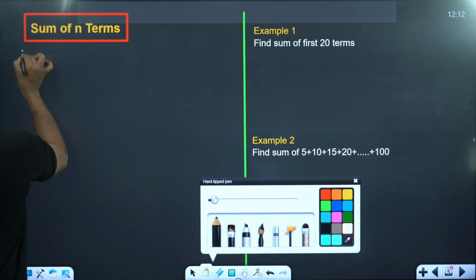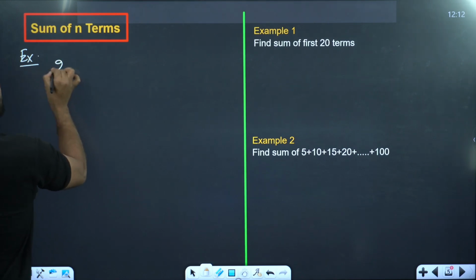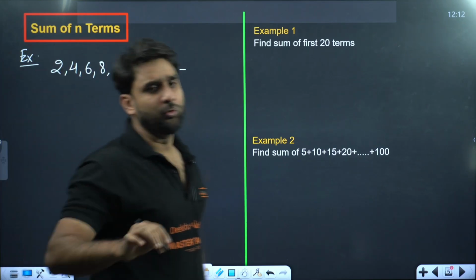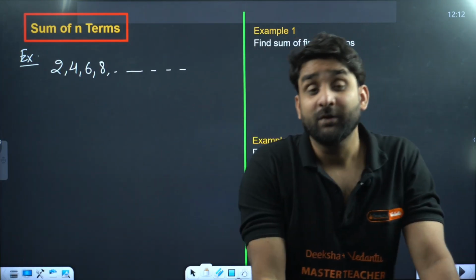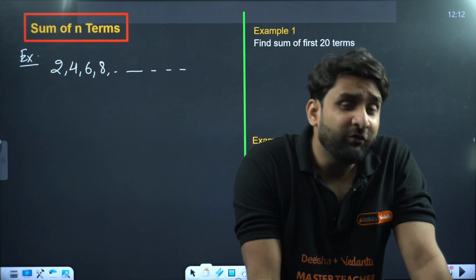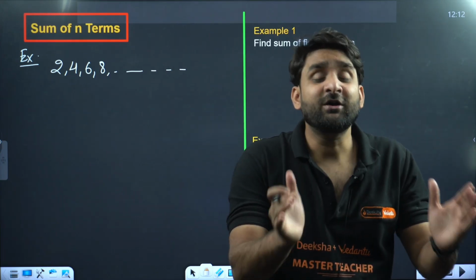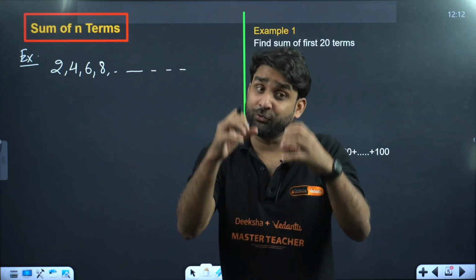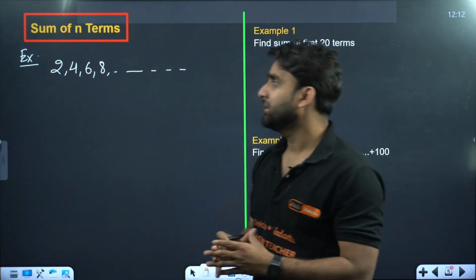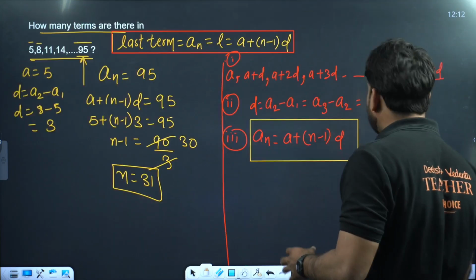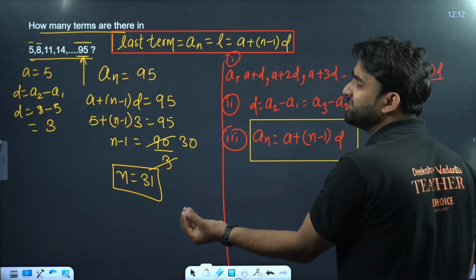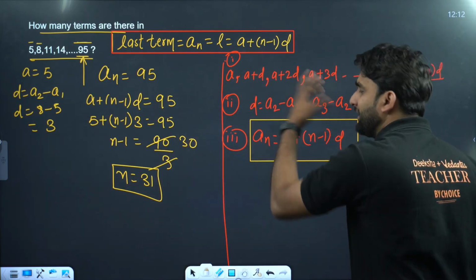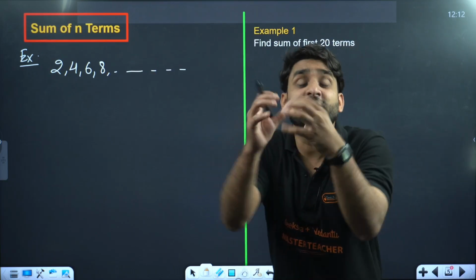For example, if I ask you a simple question, I have this AP, 2, 4, 6, 8, and so on. What will be the sum of first 20 terms of this AP? Till now, we have only discussed the basic concept of AP: how to find the total number of terms, what will be the 20th term. Now we are talking about the sum of the terms.